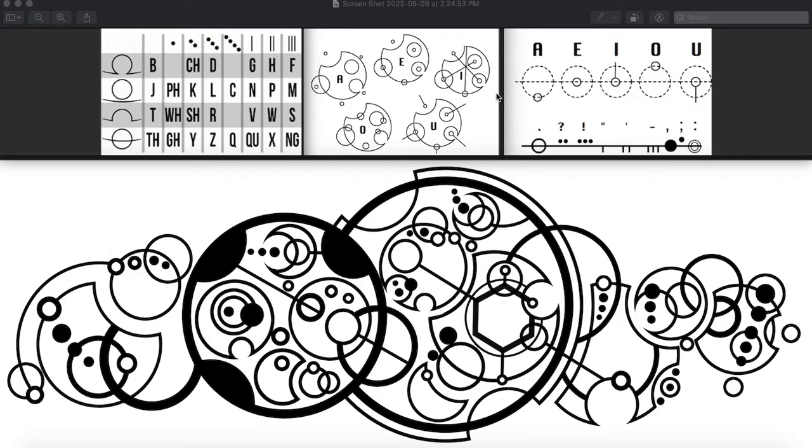So yeah, that's that design. I'm really happy with it. I like it sort of from small to big to small again, and the balance of it. I think it's pretty nice.